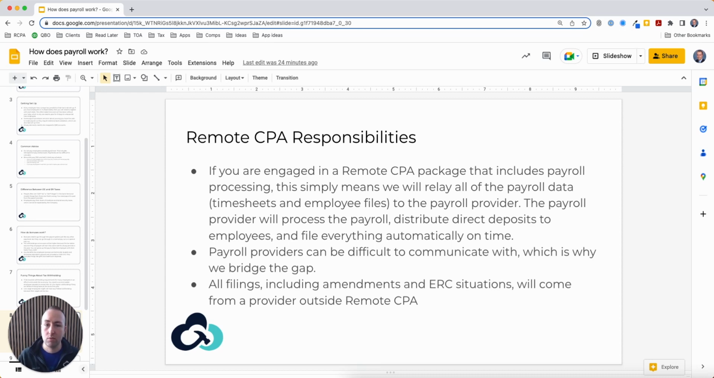So we realized long ago there is no feasible way for remote CPA to run payroll. There's no way for us to do it any cheaper than the payroll providers that already exist. They have a presence nationwide. They're familiar with all of the different tax jurisdictions. They have ways to get set up really quickly. And if we were to sit down and try to file things on paper, not only is it a huge liability for us if we do it wrong, but we're just not equipped.